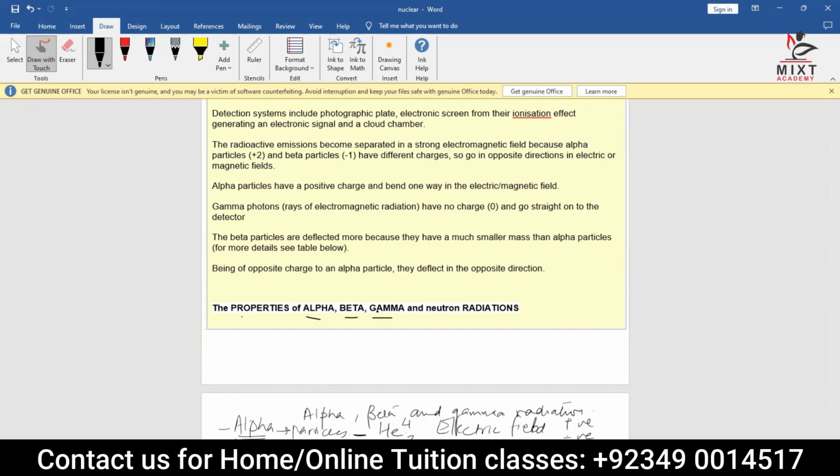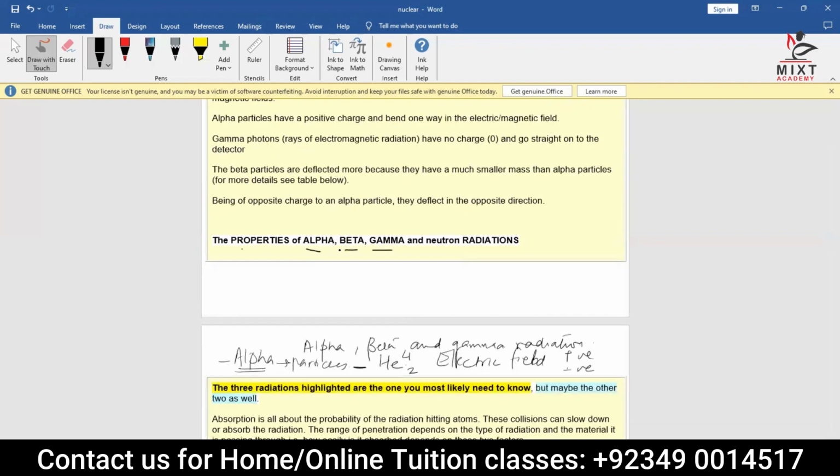Now, we will deal with them one by one. What type of radiation are these which come out from the radioactive element so that they become a stable nucleus? Put a heading: the properties of alpha, beta, and gamma radiations.